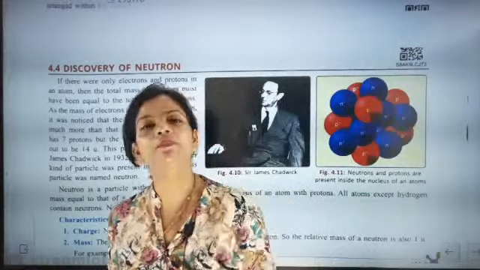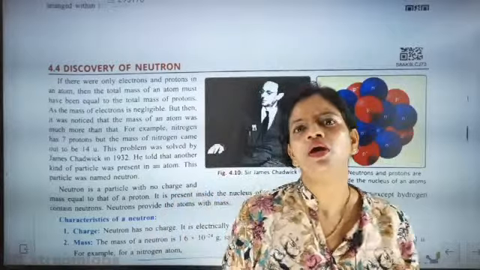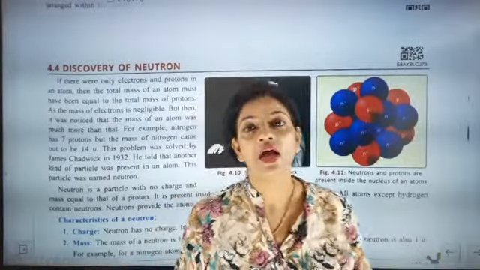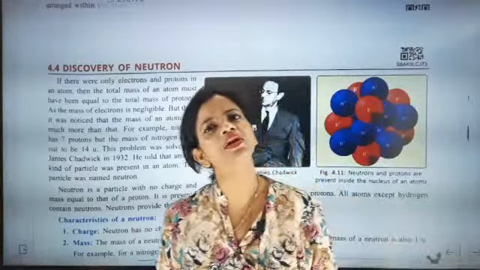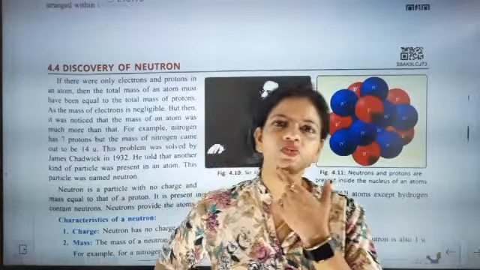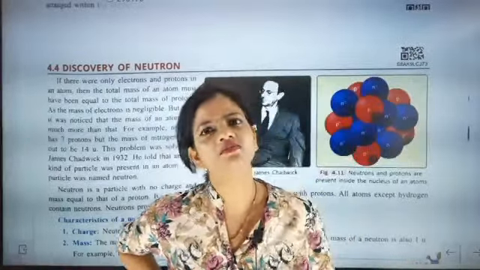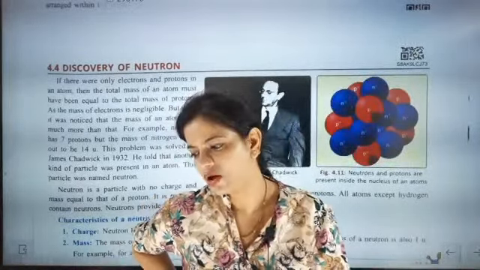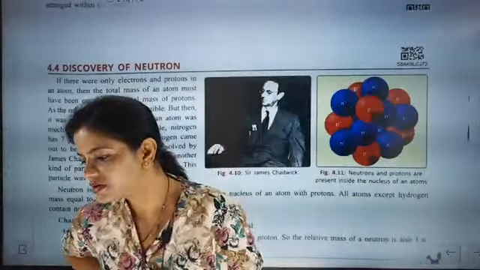The same thing happened with the nucleus. When they checked the mass of proton alone, they found a certain mass, and when they checked the mass of the nucleus, it was something else. So we understood that some mass is missing. Where is the mass going? What is it that is present in the nucleus?